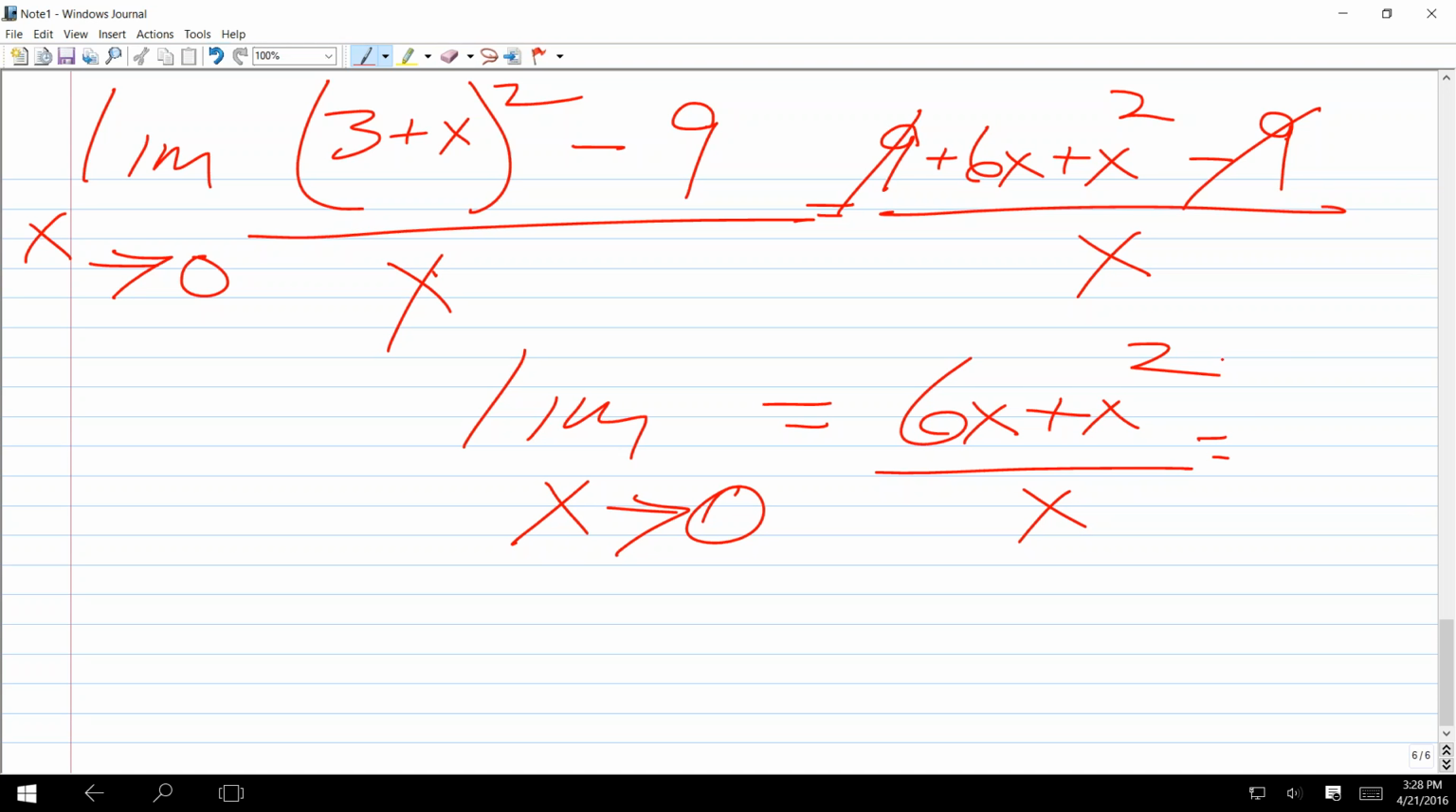So you would take out an x from the top, and then it would be x plus 6, and then all over x. And then the x's would cancel, and then it would just be x plus 0, which would just be 6. I mean 6 plus 0, which would just be 6. Right.